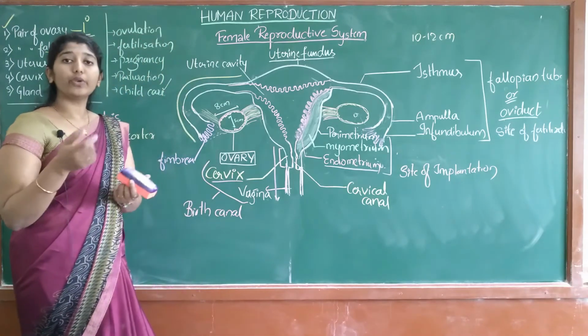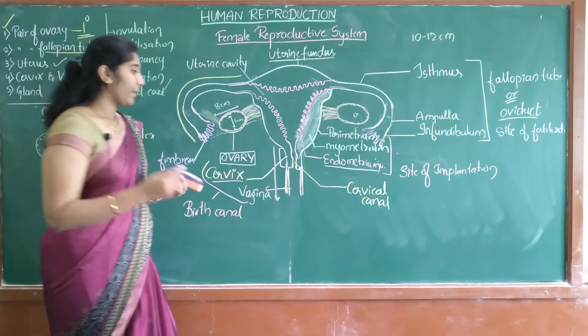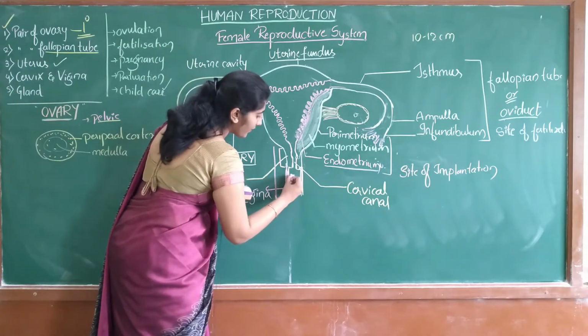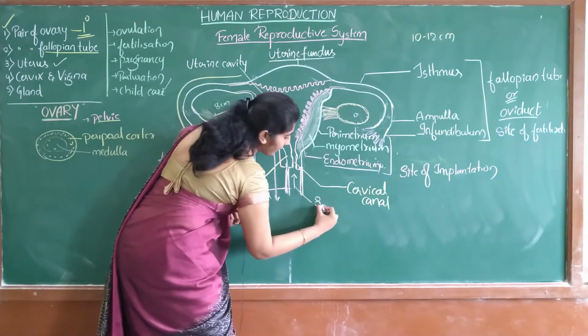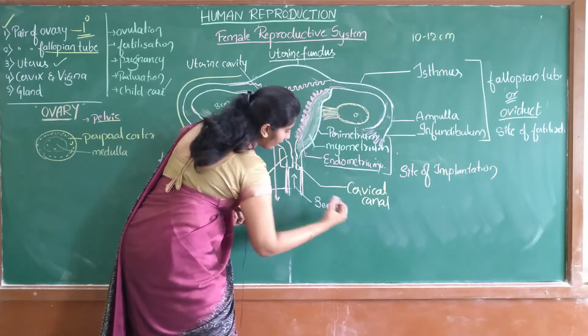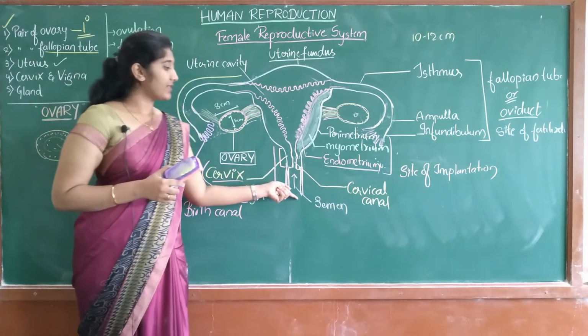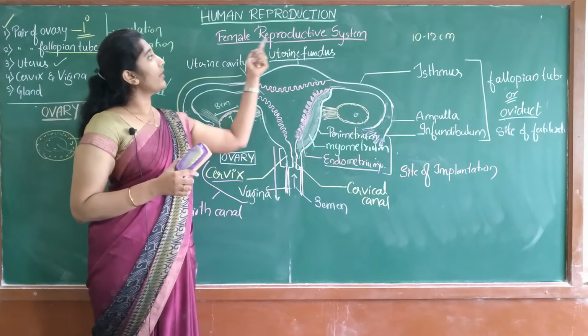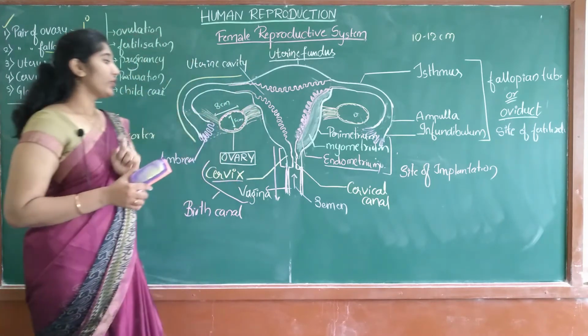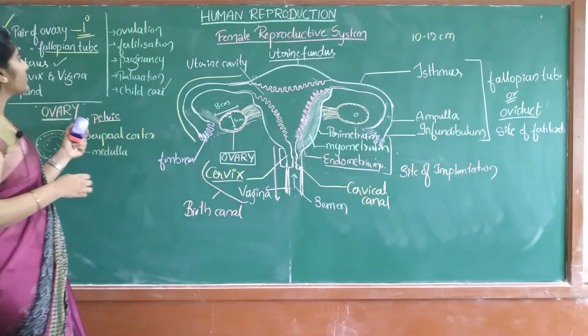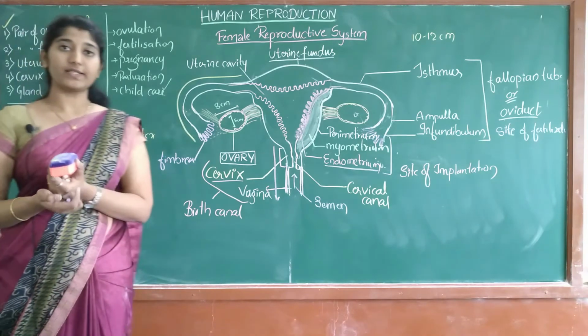And even during intercourse, this is the path of semen, through which the semen enters the female reproductive system during sexual intercourse. So this is about the female reproductive system.